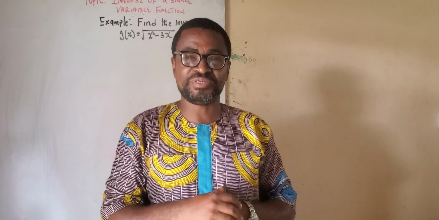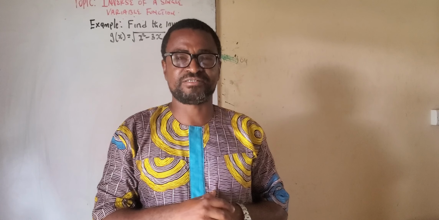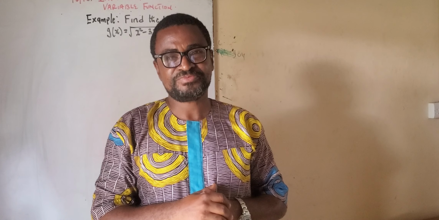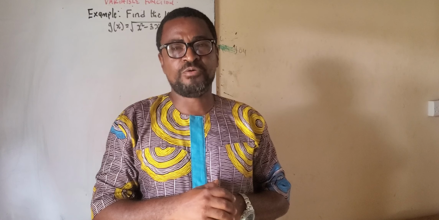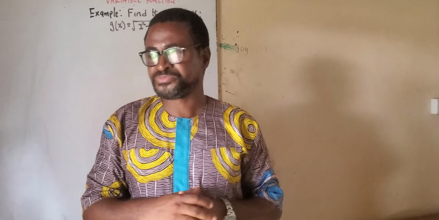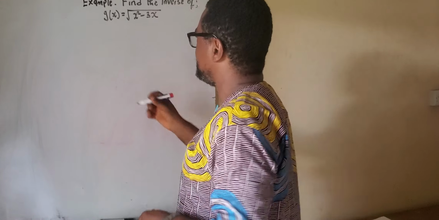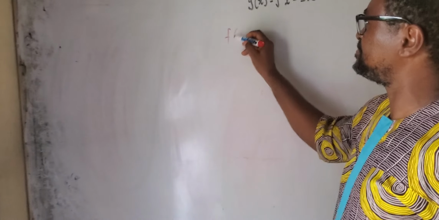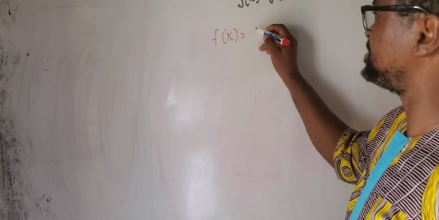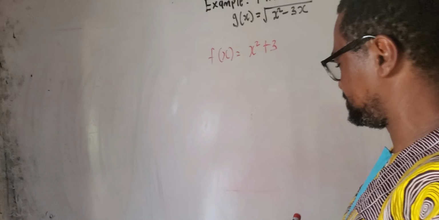Today, we are taking a topic in mathematics, and that topic dwells on finding the inverse of a function. Before I solve a problem, I will give an illustration of what I mean by the inverse of a function. For instance, let's say I have a function f of x. The function f of x is equal to x squared plus 3.